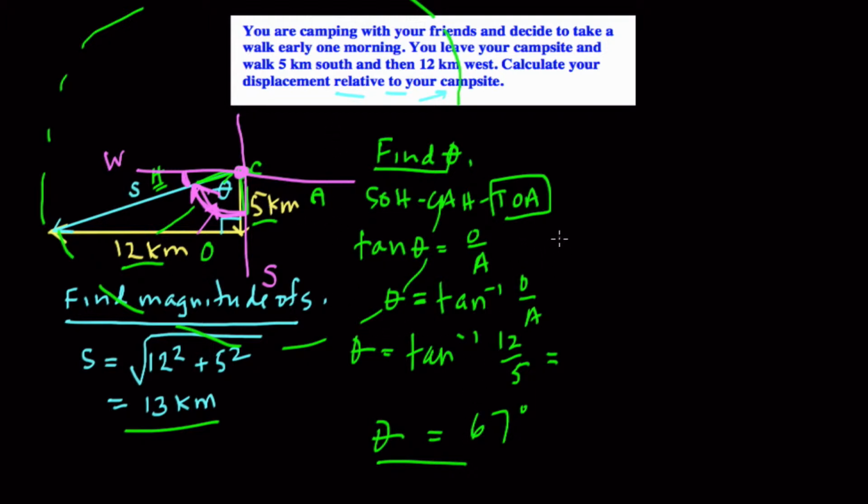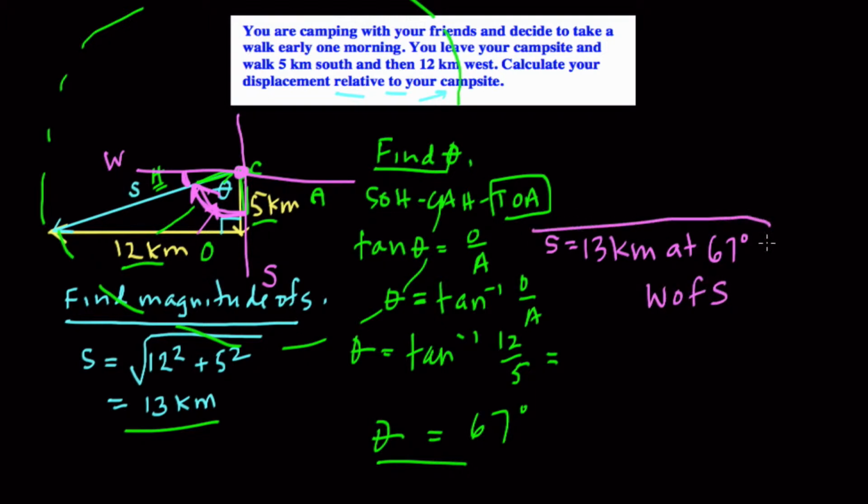So what should your complete answer look like? You solve for S, you solve for displacement. It equals 13 kilometers at 67 degrees west of south.